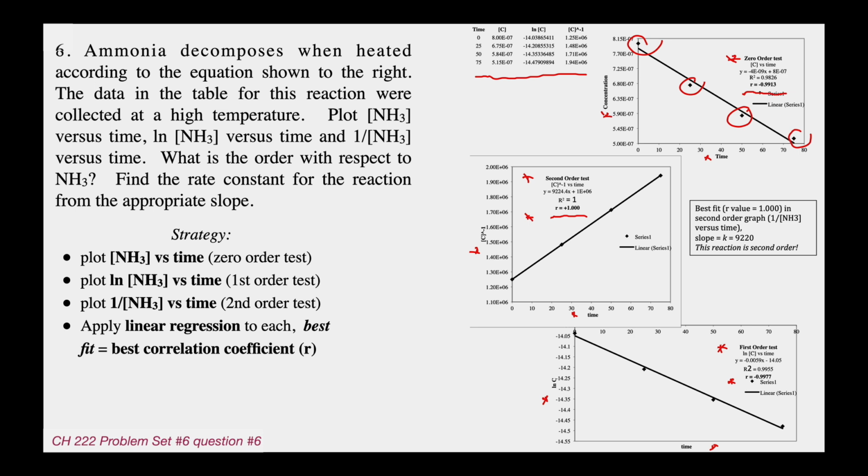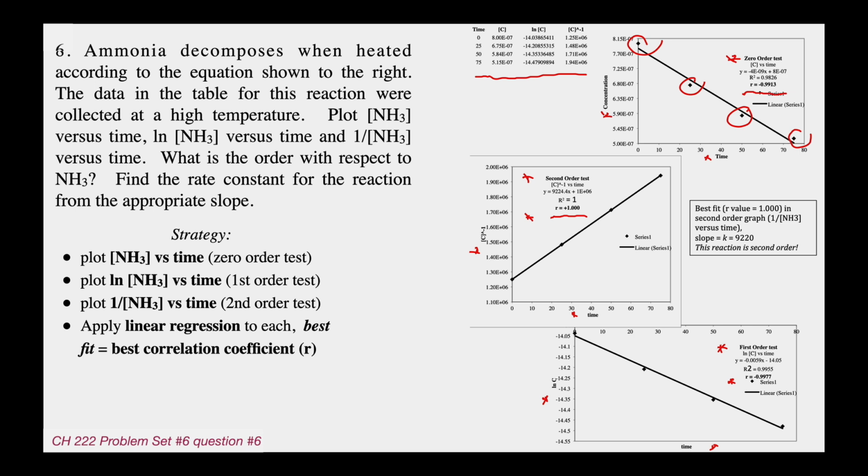R of 1, if it's positive slope, is the very best correlation possible. If you had an R which was -1, that would be the best for a negative slope. But in this case, R of +1, this is definitely a second order graph, okay? So notice how we use the R values to tell what the best order of the reaction is. And this one is definitely second order because it has the best fit.